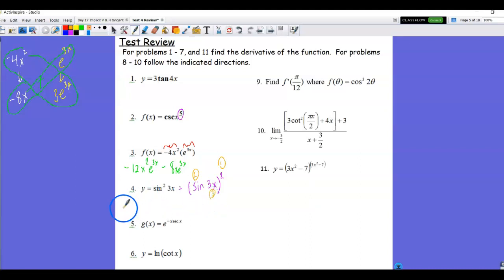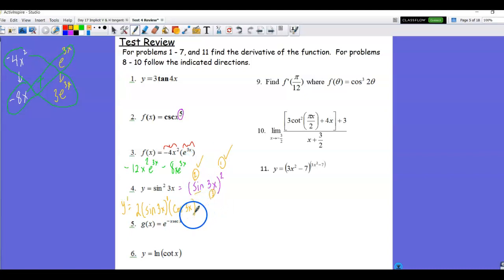Don't forget the angle. So y prime by the power rule, I'll have 2, leave the inside alone, sine of 3x, technically to the first power. I'm just writing that for emphasis. That takes care of number 1. Number 2, I have to take the derivative of sine of the angle, which is cosine of the angle. That right there takes care of number 2.